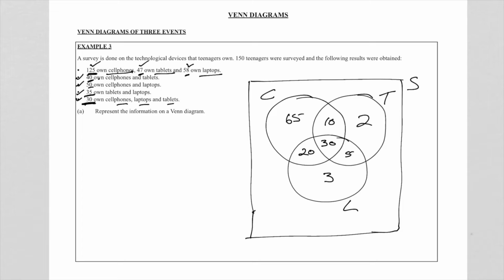That was the 58. So the very last thing before we start looking at the questions is we need to determine if there's maybe anything outside. Don't just assume there's nothing outside. You must be aware that it was given to us that there are 150 teenagers that were surveyed. So that is our sample space. So that 150 represents the sample space.